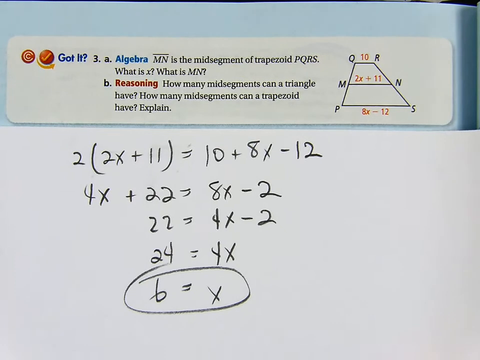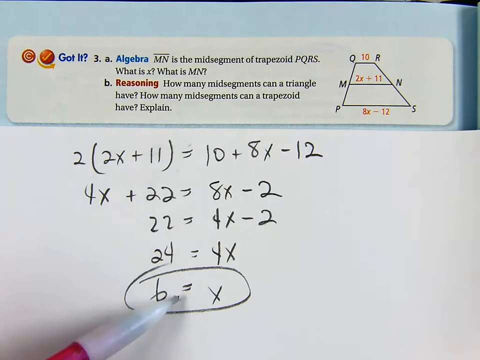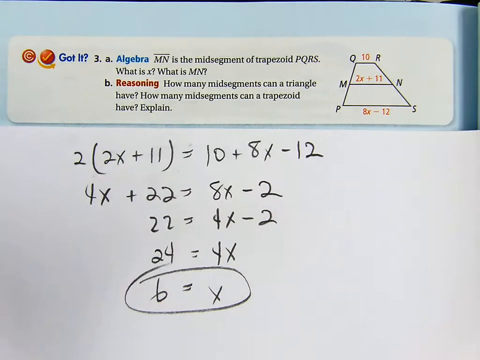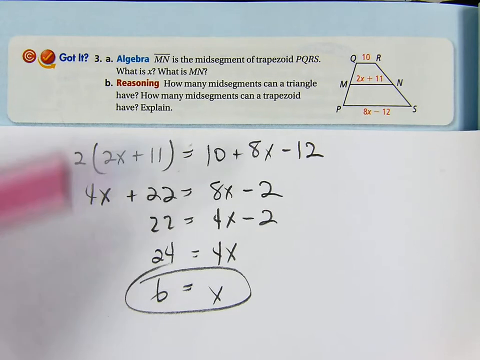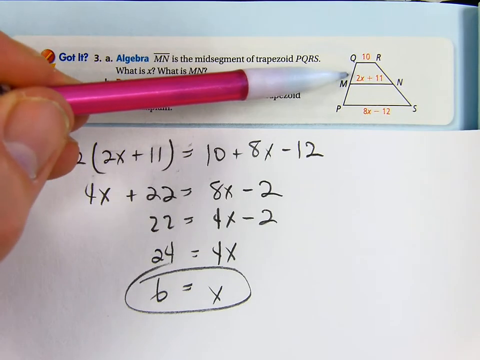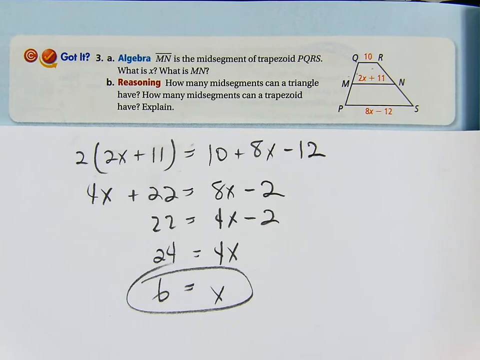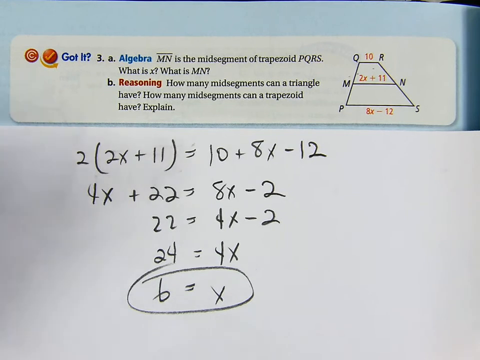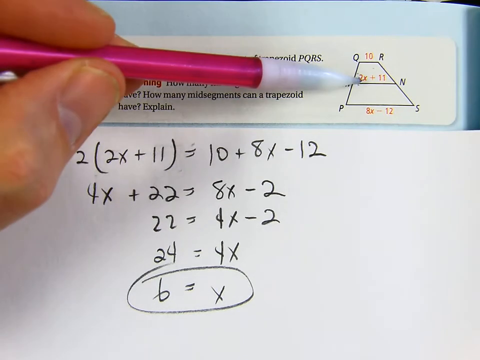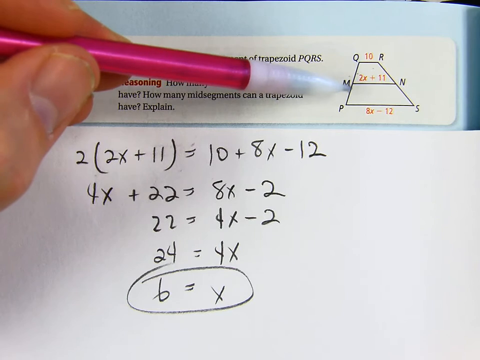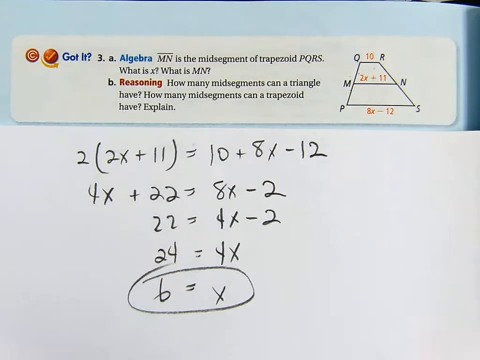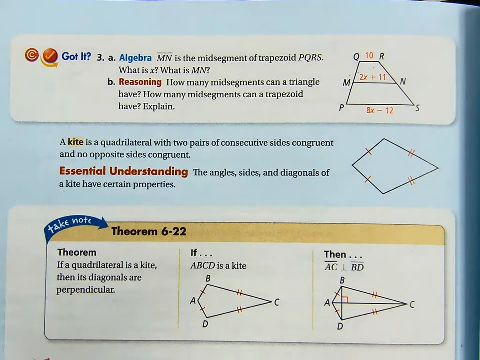In a lot of cases, they'll ask you to find x, but then they'll ask you to go back and find the measure of the segment, so you just plug it back in. Since x was 6, if they want to find MN, 2 times 6 is 12, plus 11 would be 23. And that's how you would just substitute back in for x to find the values or the lengths of any of those segments. So that's mid-segment. Mid-segment, remember, it's parallel to the two bases, and it's half the sum of the bases, or double the mid-segment is equal to the sum of the bases.